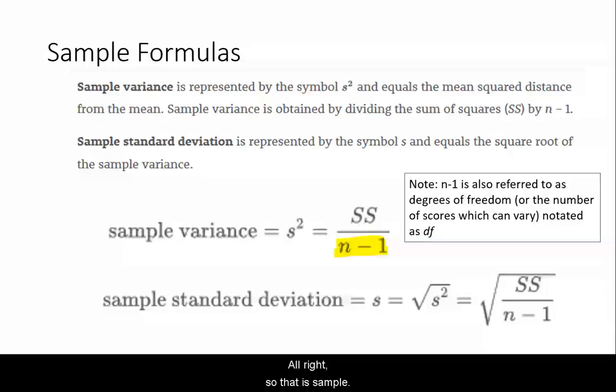So that is sample. Now, as you're doing your homework and as you're doing your practice, one thing to be really careful of is making note in the question. Does it ask you about a population or does it ask you about a sample? Is it using population symbology or is it using sample symbology? Because that is going to change which formula you use, which is going to change your outcome. So if you want to avoid those simple mathematical errors, read your questions very carefully.